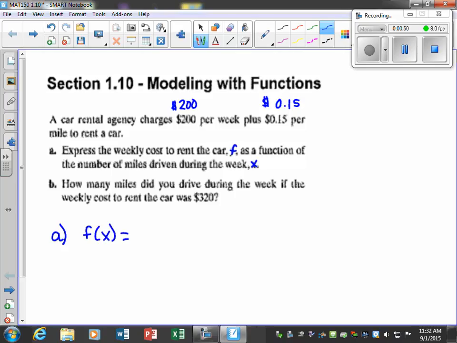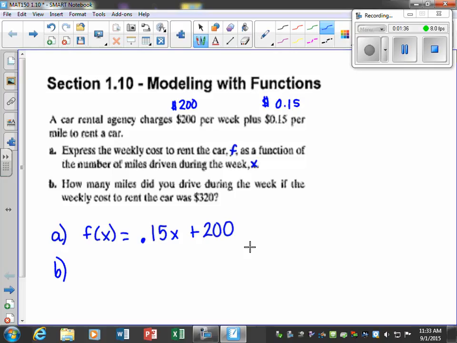So basically, what part is constant and stays the same always out of these two values? $200 per week, bam, it's set, 200 per week. And which one changes? This, yes, 15 cents, because it's per mile. So that makes sense that we would have the equation 0.15x plus $200. So we can figure out how much the weekly cost to rent this car is if we know how many miles and we put it into this function.